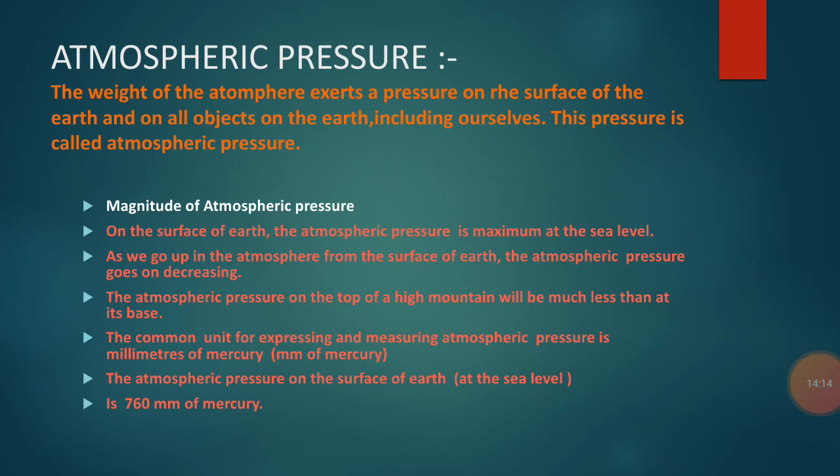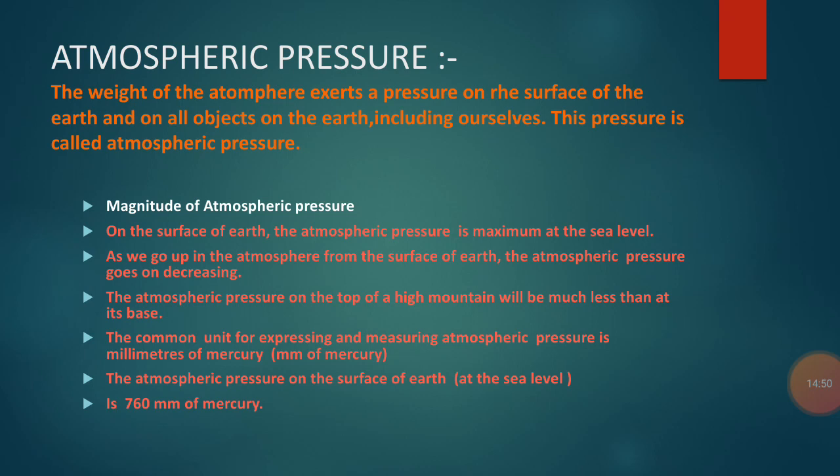On the surface of the earth, the atmospheric pressure is maximum at the sea level. Now we are going to know why on the surface of the earth the atmospheric pressure is maximum. This is because the column of air above us is tallest at the sea level. The atmospheric pressure at the sea level is 101.3 kilopascal, which is equivalent to the weight of 10 elephants pressing on each square meter area. Thus the magnitude of the atmospheric pressure is very large.